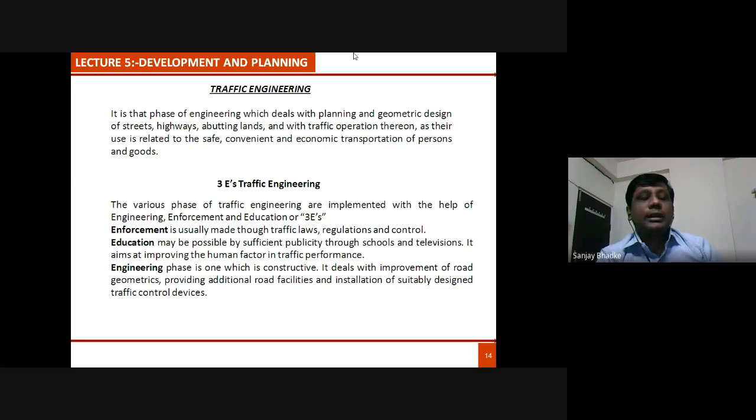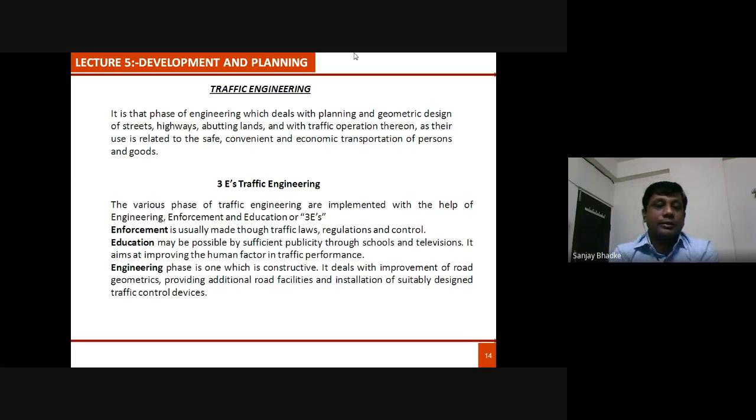The next point is the three E's of traffic engineering. Basically, the three E's of traffic engineering are introduced for the safety of the various road users. Point number one is enforcement, second is education, and third is engineering. Various phases of traffic engineering are implemented with the help of engineering, enforcement, and education.